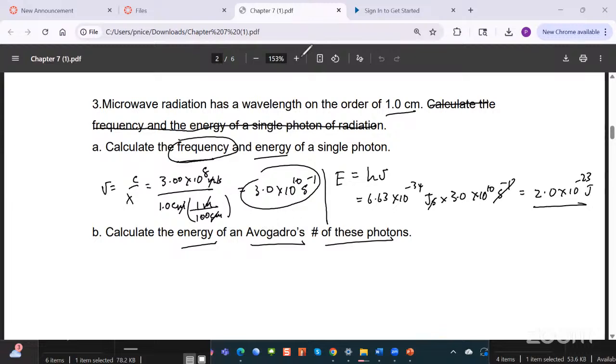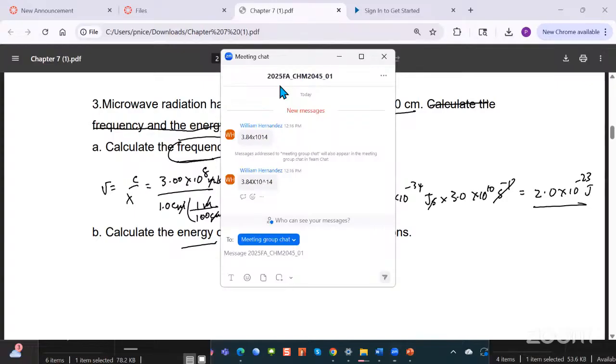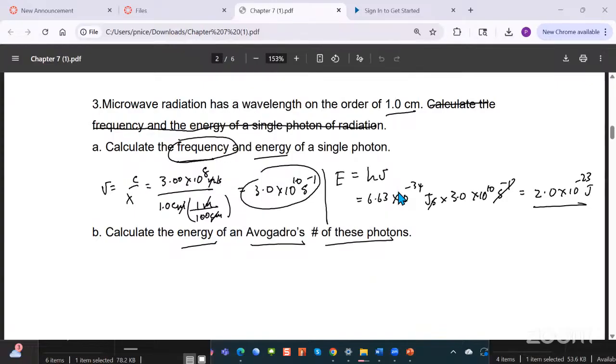Okay, somebody just responded. Oh, I think you mean Mr. Hernandez, N A being Avogadro's number, right? Okay, good. All right. So you're right. So basically, you're going to multiply 6.02 times 10 to the 23 photons by 2.0 times 10 to the minus 23 joules per photon.